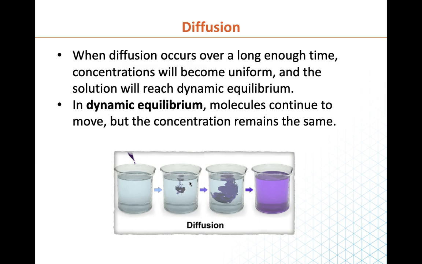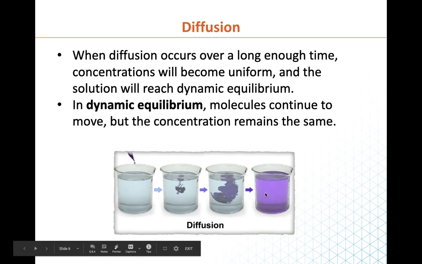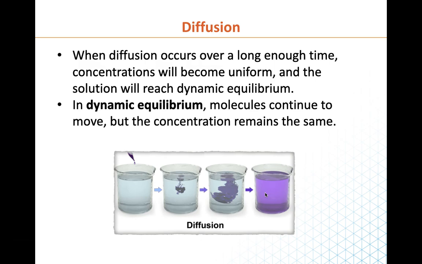And they kept separating until they reached equilibrium, meaning that there was no longer an area of low concentration for them to really move into. They have perfectly spread themselves out here, and now they're at equilibrium. Okay? So, when diffusion occurs over a long enough time, concentration will become uniform and the solution will reach dynamic equilibrium. Now, the word dynamic means in motion or constantly changing.